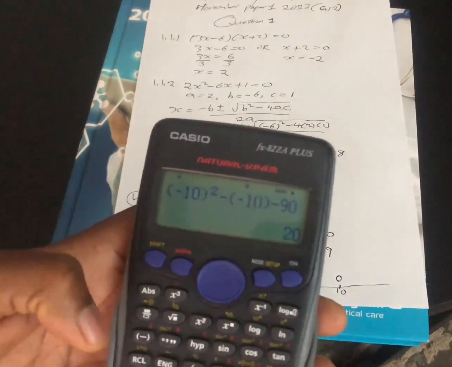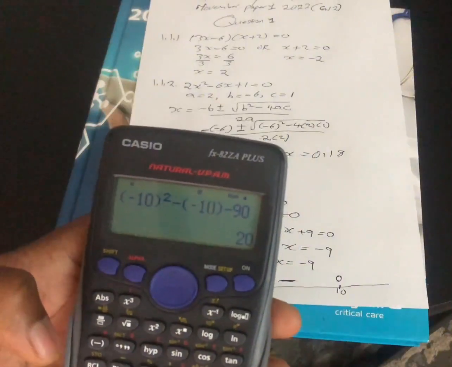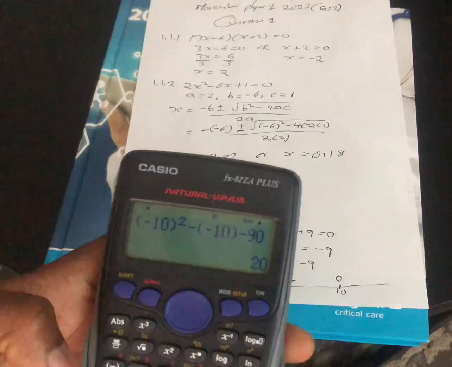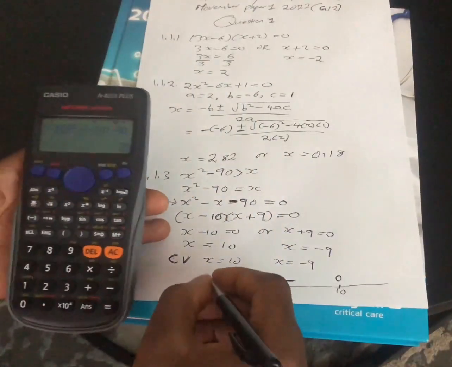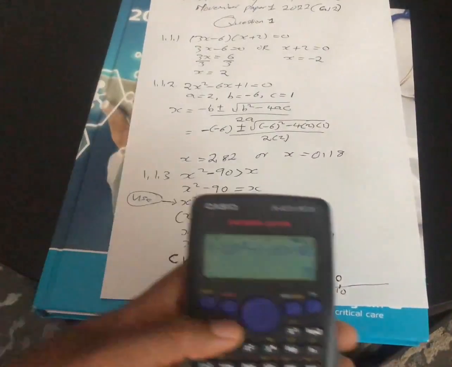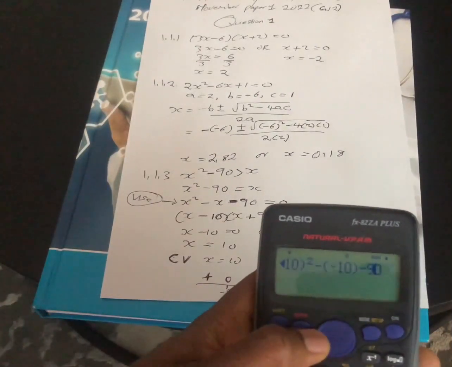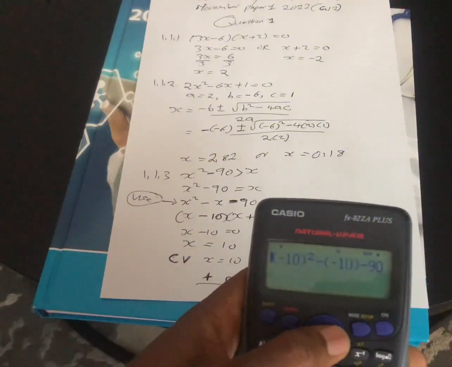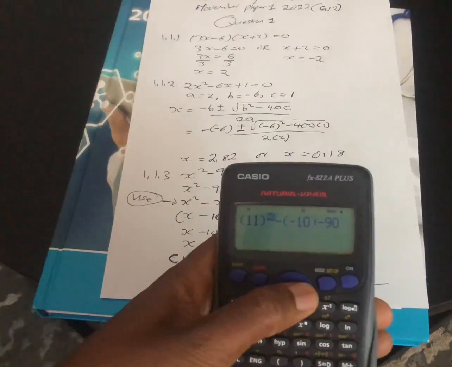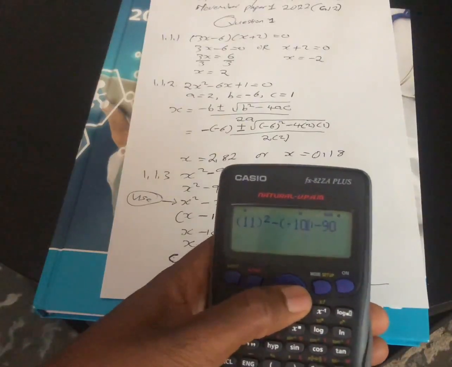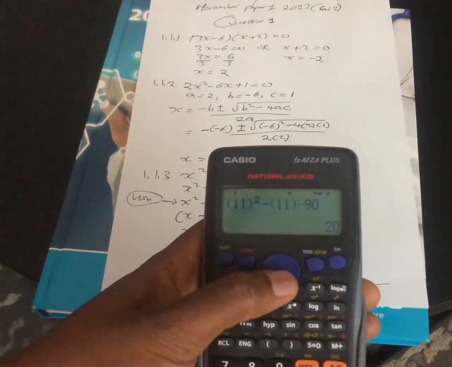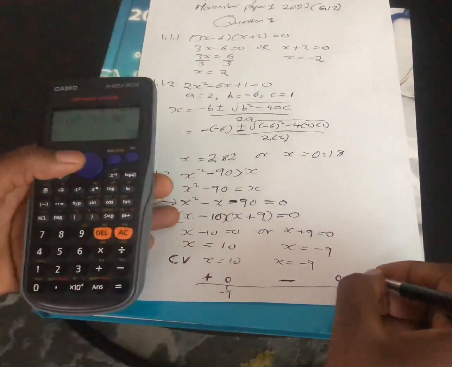Don't forget, we are not looking for this number. We are looking for the sign of the number. Hence, we are using different numbers. So my equation here is positive. We move to the other side. I'm going to use 11, any number greater than 10. You can choose any. I'm going to use positive 11. My answer is also positive. I write positive.